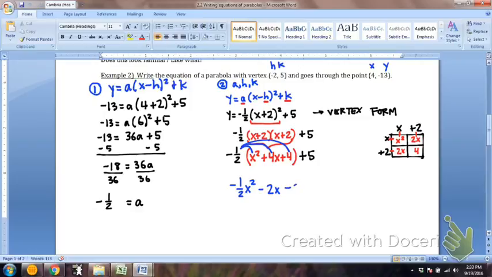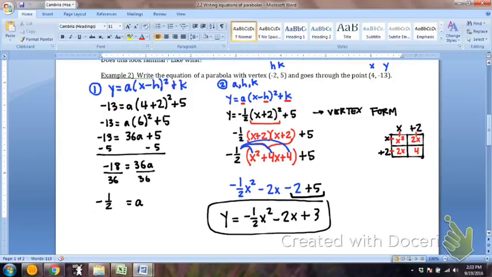Again, what is half of 4? A negative 2. Is this 1/2 going to go all the way to the 5? No, because it's not in parentheses. Good. So now I'm just going to add my 5 onto the end. Now I can take care of this. Negative 1/2 x squared minus 2x plus 3. This is now in standard form.